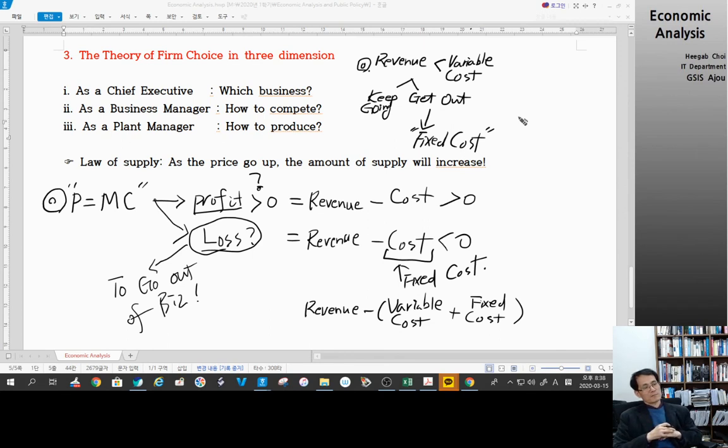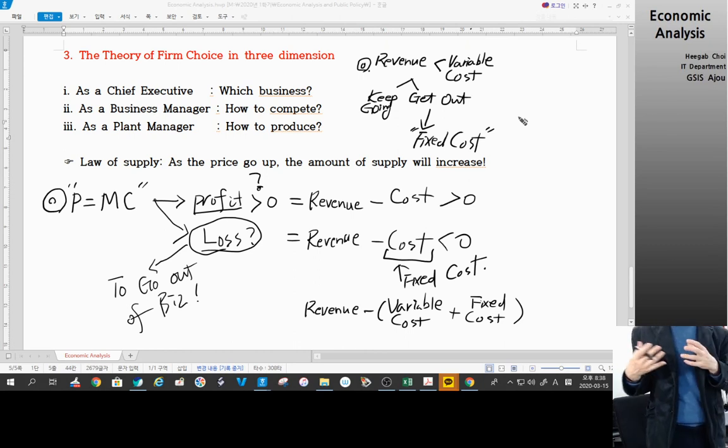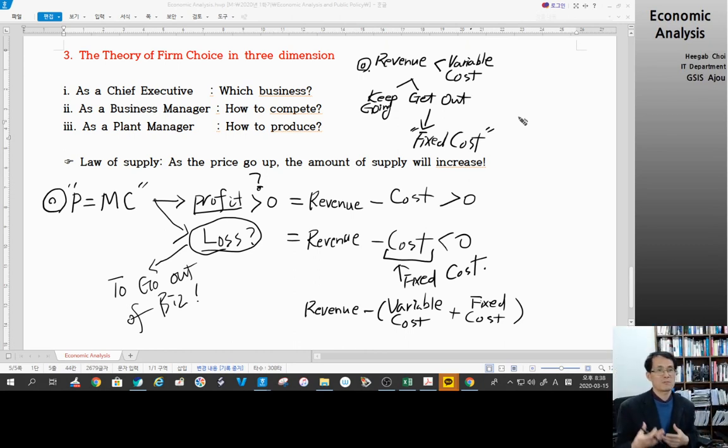in every business, sometimes you have to rent a building, right? And it doesn't matter whether you keep doing your business or getting out, you have to pay that rent, right? So getting out is not the final thing you worry about. Even though you're getting out, you should pay this fixed cost. The same thing happens here. If you keep going, you should pay this fixed cost.